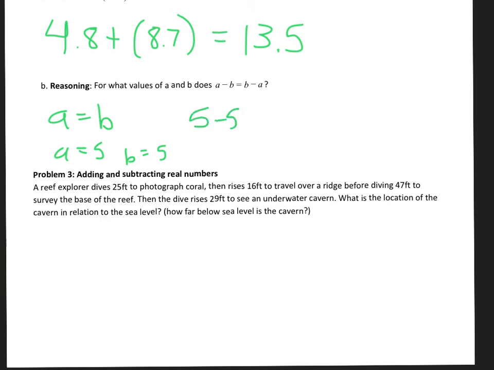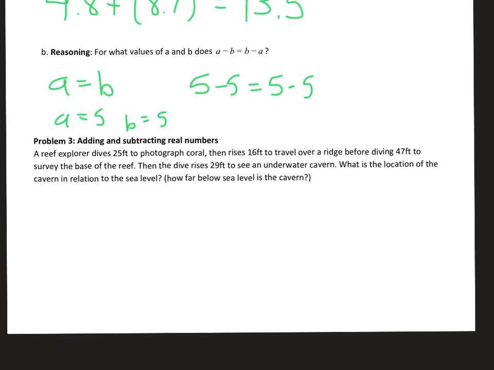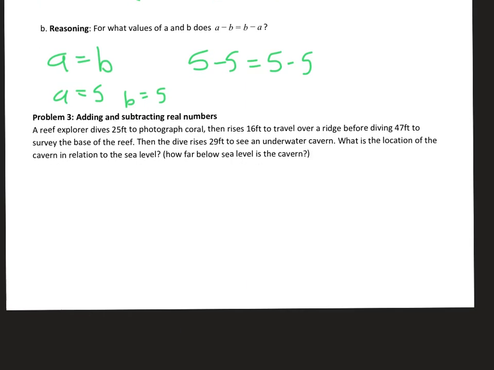Doesn't matter if I subtract 5 and 5. Now, if these numbers were different at all, it wouldn't make any sense. If I had 4 and 5, 5 minus 4, 4 minus 5, not the same thing. Okay, so that's just a quick check. I mean, that one's tougher. That's some abstract thinking.